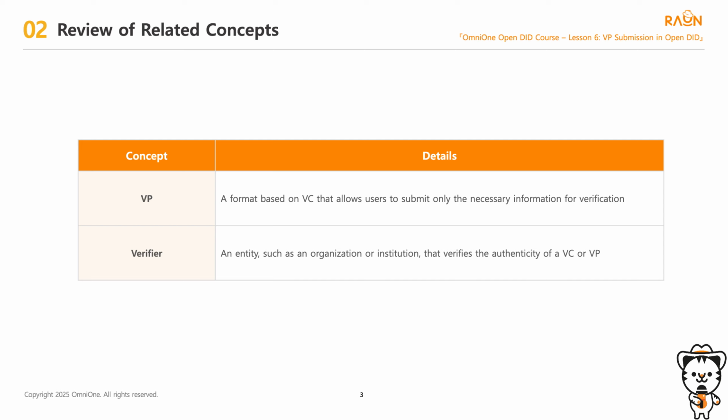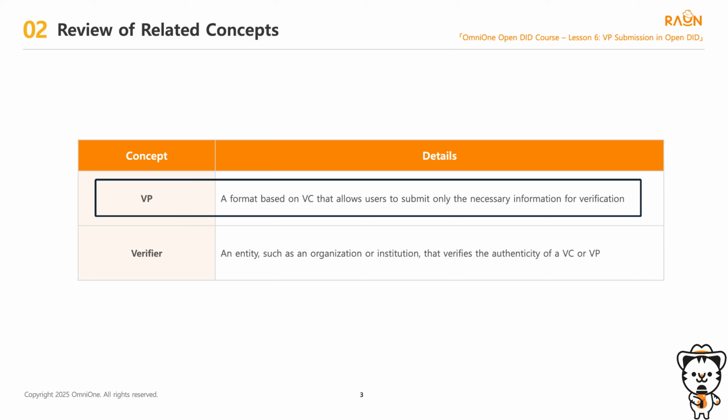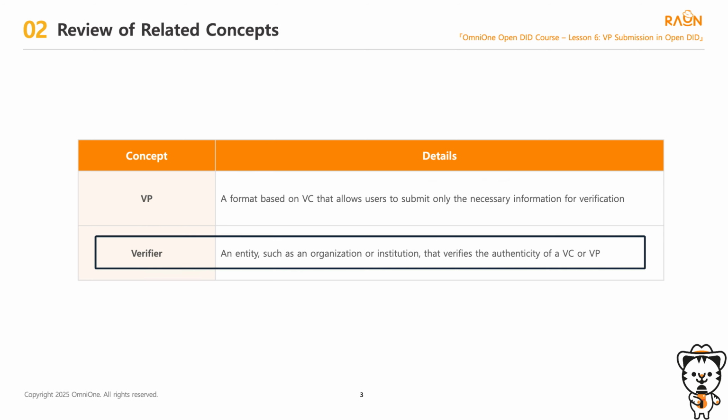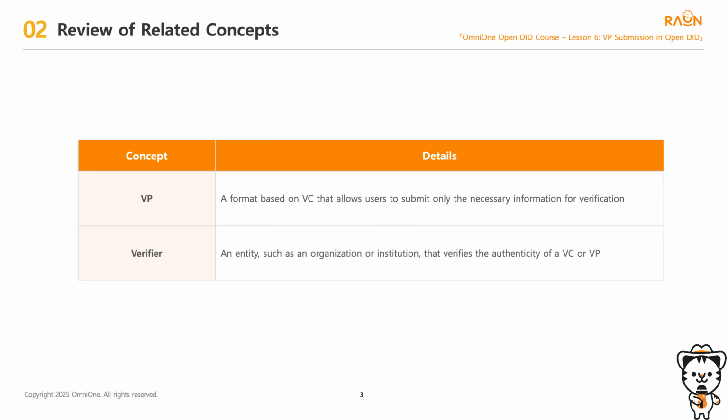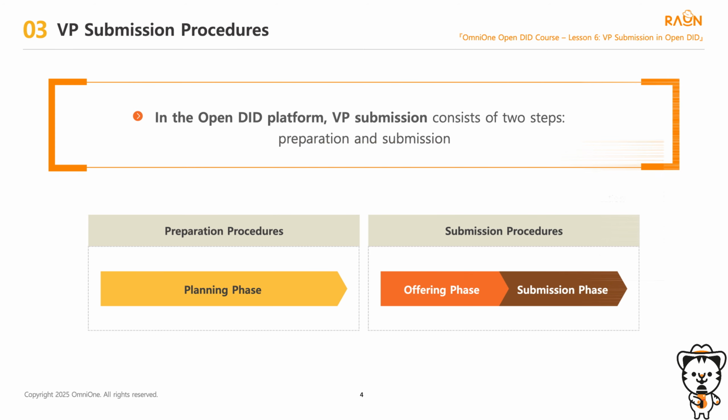Before we begin, let's quickly review the most basic concepts related to VP submission. First, a VP, which stands for Verifiable Presentation, is a format for submitting only the necessary information for verification, based on VCs. Next, a verifier is an entity, such as an institution or organization, that verifies the authenticity of a VC or VP. A verifier can check VCs issued by entities like governments, schools, or companies. With these fundamental concepts in mind, let's now explore VP submission step by step.